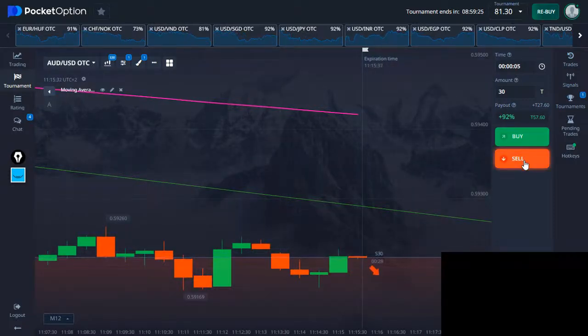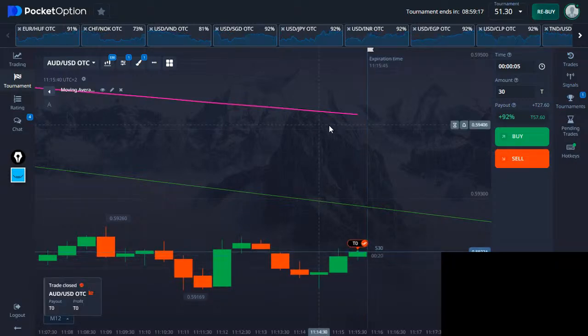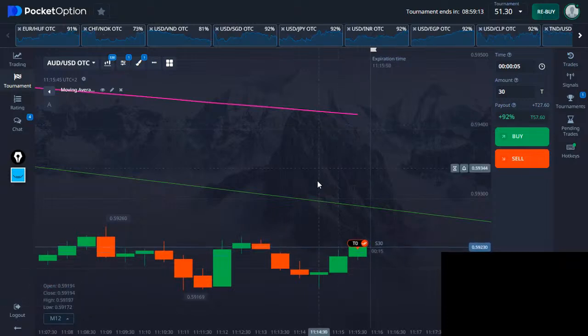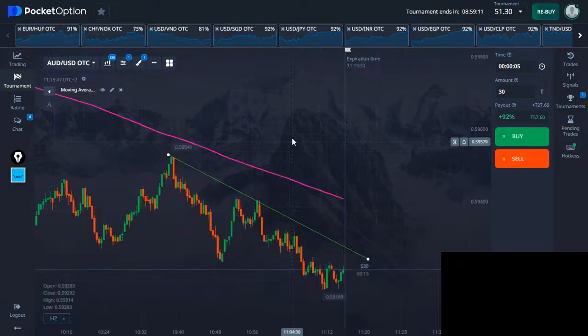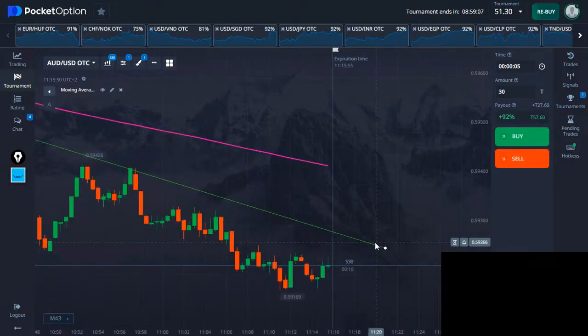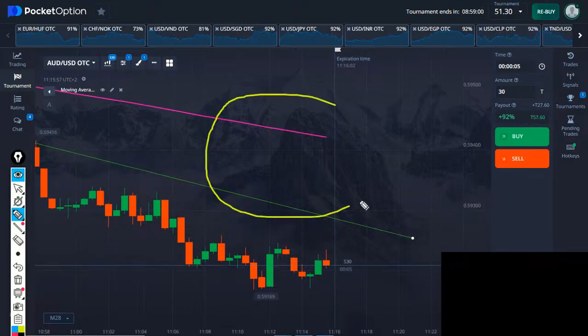Let's see. We have red. Red, we go for sell. And it's a loss. It's a loss. Okay, I'll continue trading. At this point, you should stop. Stop trading.